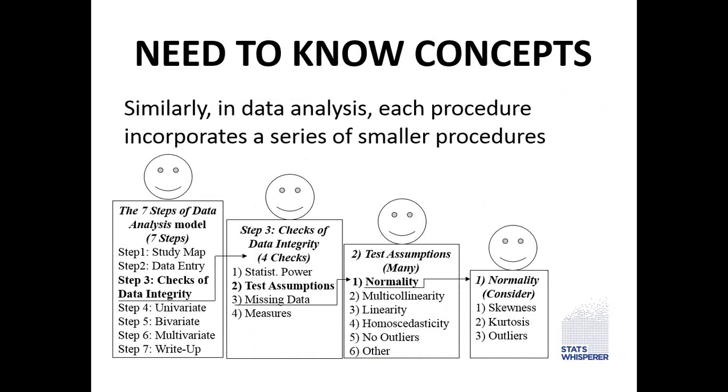So if we look at the number 2, the test assumptions, we see that that breaks down into many assumptions, one of them being the first one, normality. Then if we consider normality, that breaks down into further things that need to be examined, the last little guy there, skewness, kurtosis, and outliers. So that's the point, that within each function, there are smaller little methods and procedures that need to be considered.